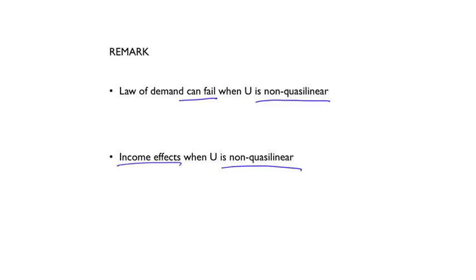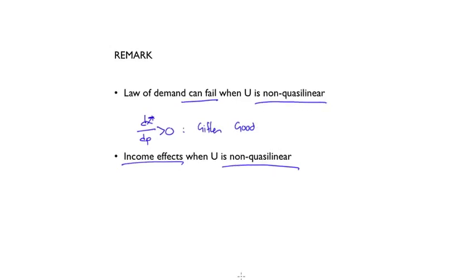You should notice that a good that fails the law of demand, so a good for which dx star with respect to P is greater than 0, i.e. a good which you buy more as the price goes up, is called a Giffen good. And there is some debate among empirical economists about whether those goods are actually observed in reality or not. But importantly, such goods cannot be ruled out theoretically. It's very easy to construct preference functional forms of the utility function for which they show up.